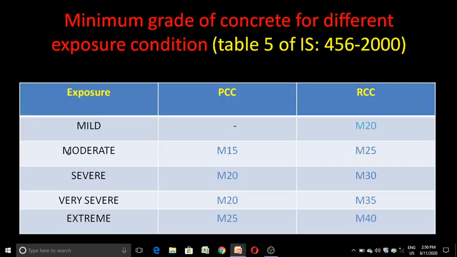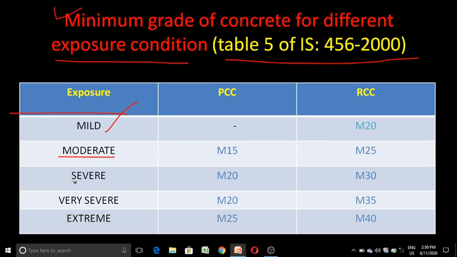Then we have some other conditions according to table number 5 of IS 456-2000: what is the minimum grade of concrete that can be used for different exposure conditions. Again, these exposure conditions are categorized into five groups as per IS 456-2000: mild, moderate, severe, very severe and extreme exposure condition. The exposure condition means the environmental condition in which we are using our concrete. That is called the exposure condition.